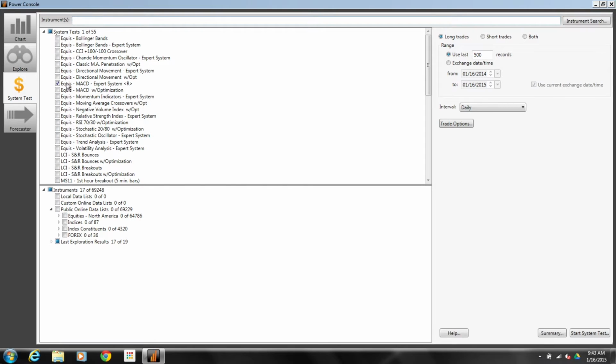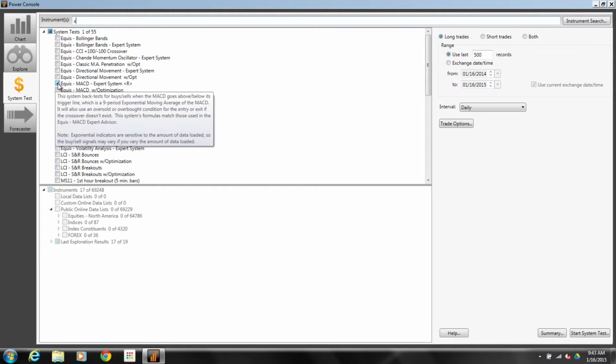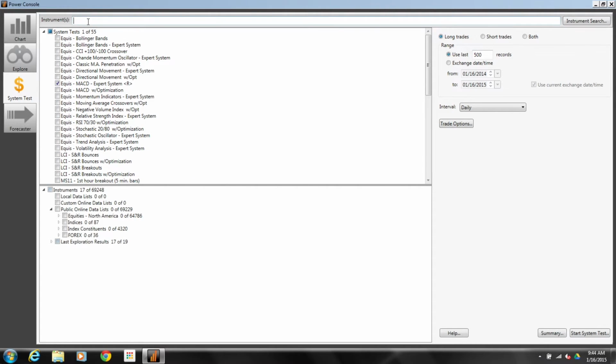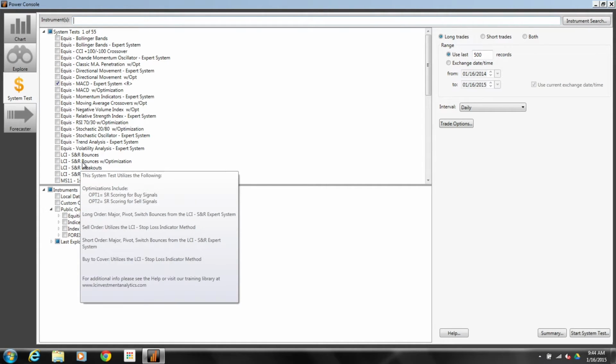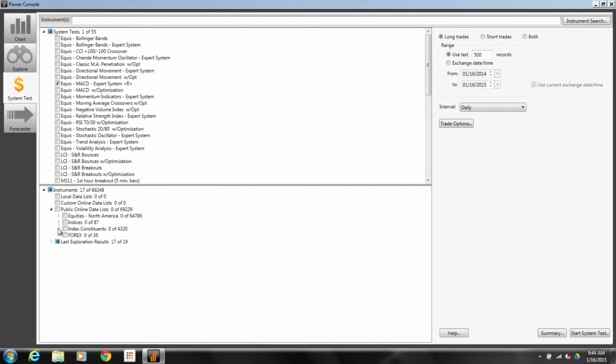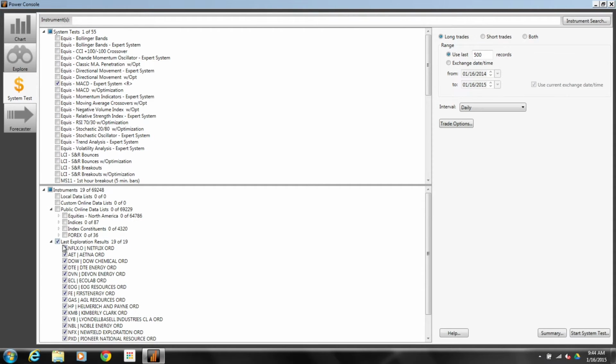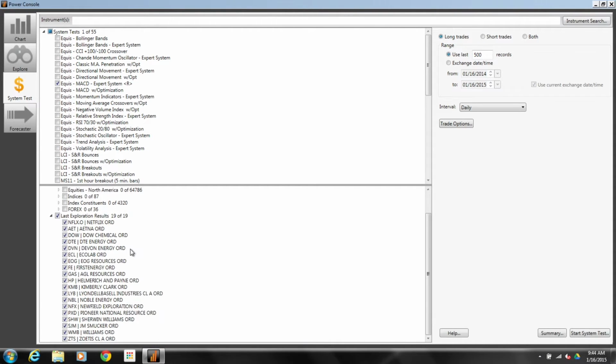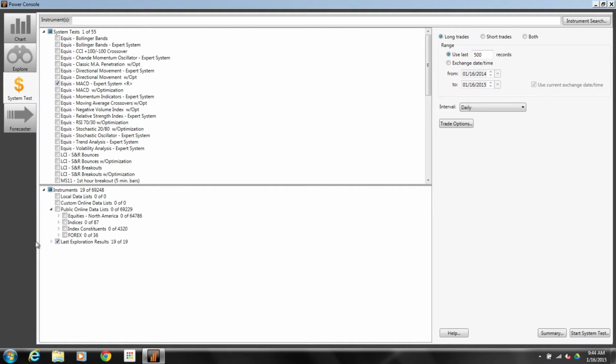So the system tester now allows us to check our expert. So we're going to check the MACD just as we did before. And I accidentally typed up there, so let's take that out. Now, what makes this very easy is, instead of trying to remember each of those individual stocks that I got from my scan, I actually have a checkbox down here that I can use, the results of last exploration. So there's 19 stocks that resulted there. And if I just check that box, whatever my last exploration was will always be retained right here for me. So it makes it very easy for me to identify the stocks that I need to test against.